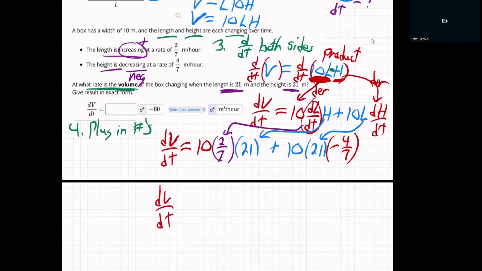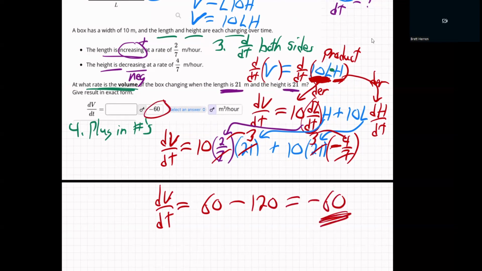So dV/dt equals, you can use your calculator. I'm going to go 7 into 21 three times. 2 times 3 is 6, times 10 is 60. Minus, it's going to be negative because of that minus, 7 into 21 three times 4 is 12, times 10 is 120. 60 minus 120 is negative 60, which is indeed the answer.